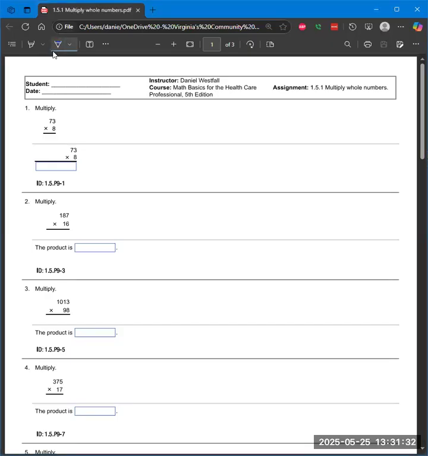In this video, we're going to multiply whole numbers. You should be able to do this without the use of the additional whiteboard. Let's go ahead and get started.